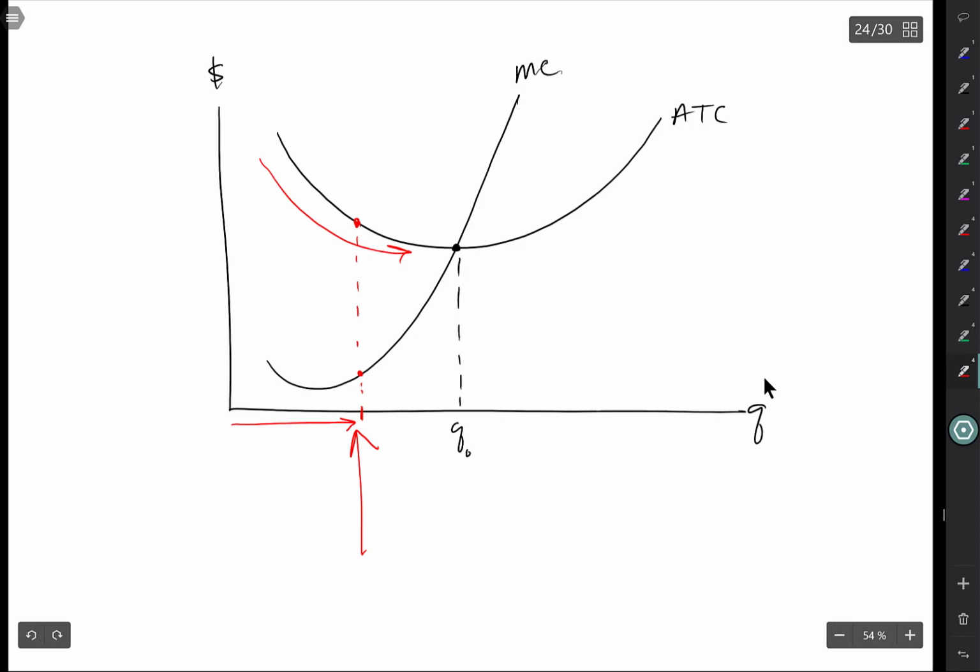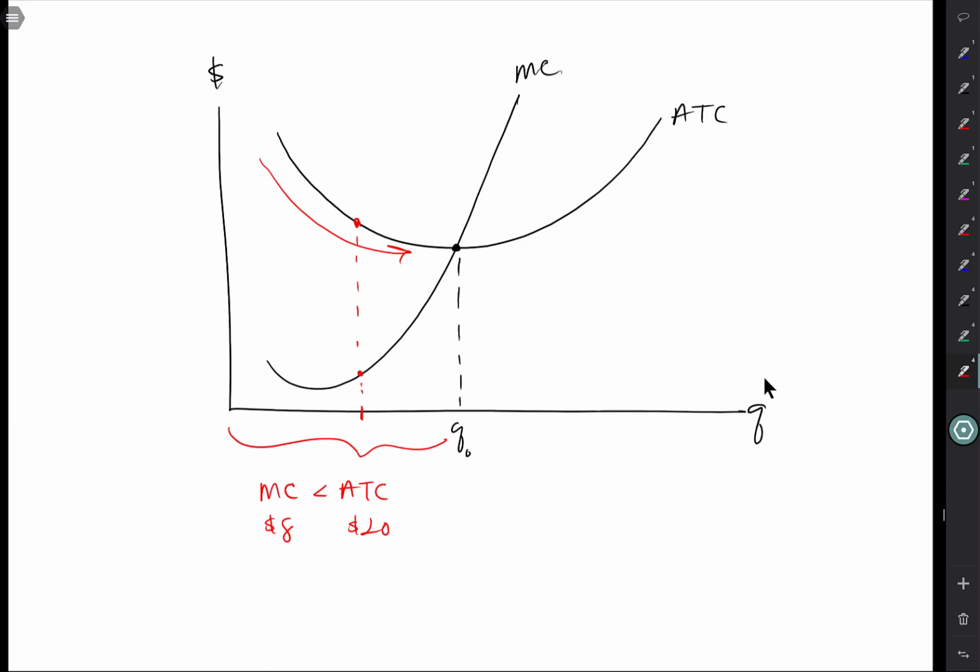Why? Because at the margin, it's cheaper to produce that next marginal unit than it's cost you on average, right? So it pulls your average cost down. To the left of Q naught, marginal cost is less than average total cost. It costs you $8. It's been costing you $20. Of course you're going to pull the average cost down, because the next unit you produce is cheaper than it's been costing you. So it pulls that average total cost curve down.